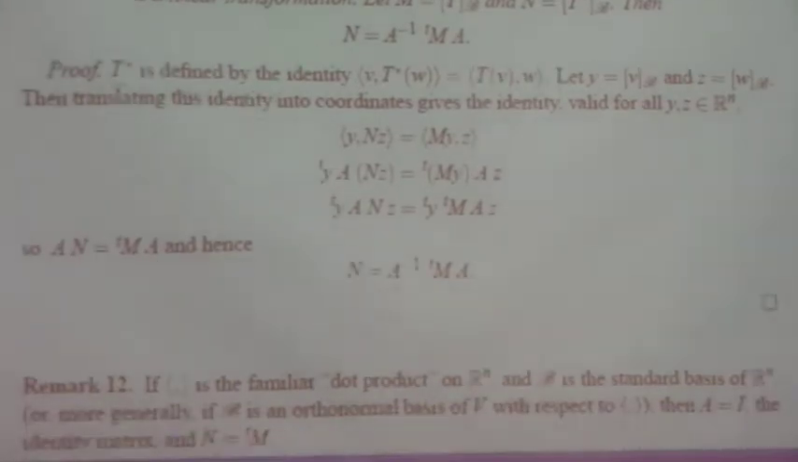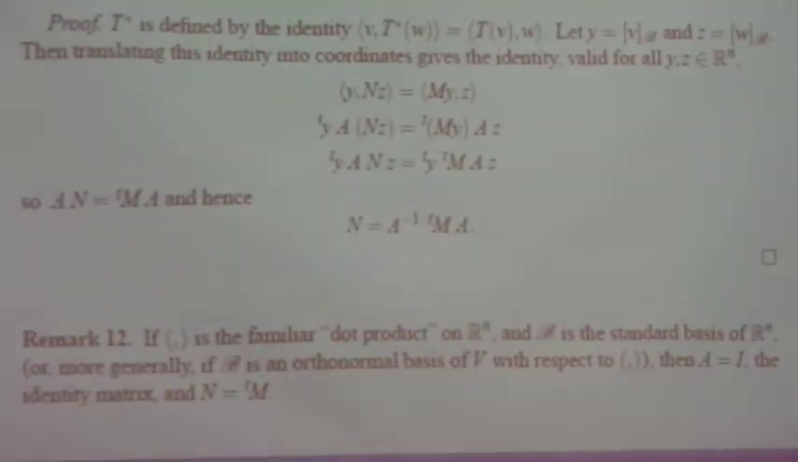Now I will remark here something that is not the case we're interested in, but it's often the case that if you think about the dot product, and you have the standard basis, then A is the identity matrix, so in that case you get that N is the transpose of M. So sometimes people will say, well, transpose is just adjoint, but that's only in this case or in the case where you have an orthonormal basis. But in general, the adjoint is given by this more interesting formula.